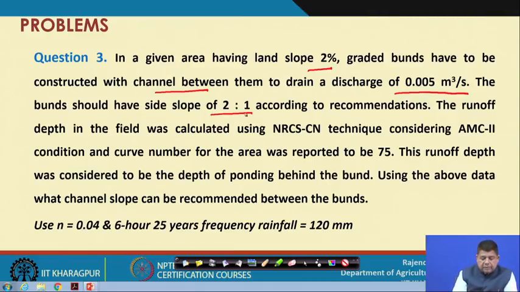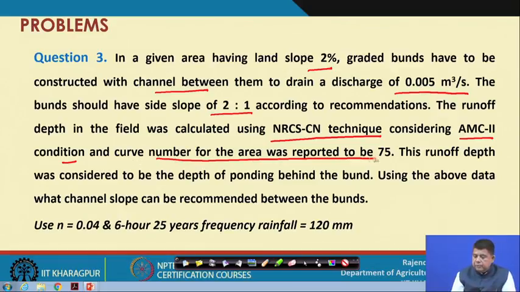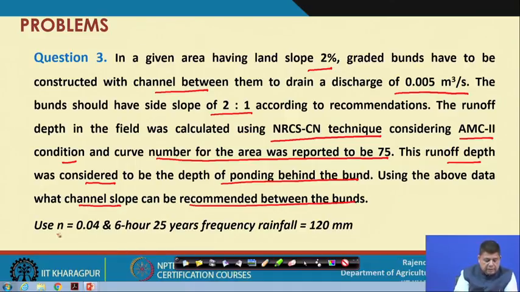The runoff depth of the field was calculated using NRCS curve number technique considering AMC2 condition, and curve number for the area was reported to be 75. This runoff depth was considered to be the depth of ponding behind the bund. Using the above data, what channel slope can be recommended between the bunds? Use n equals 0.04 and 6-hour rainfall, 24-hour frequency rainfall is 120 millimeters.